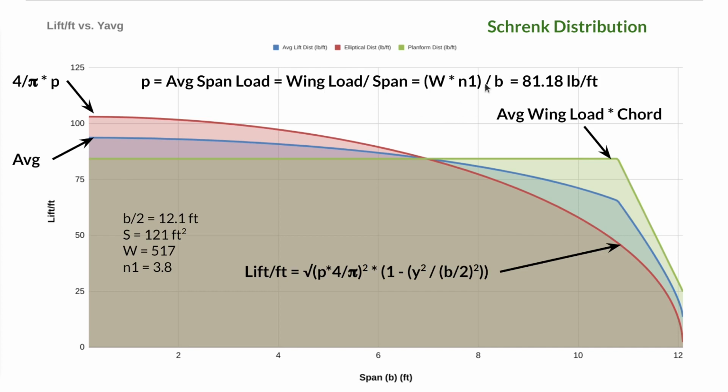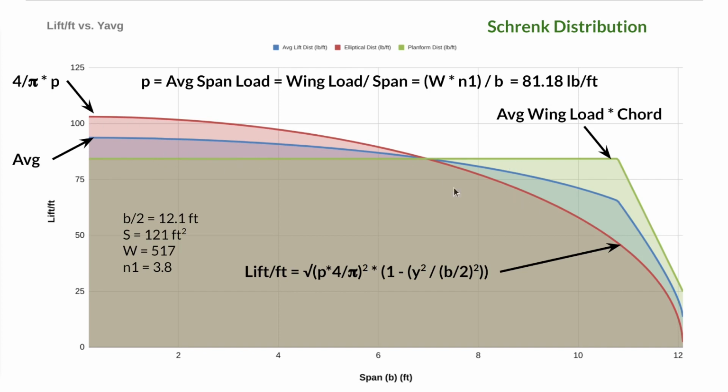B is the span of our wing. So the semi-span is 12.1 feet, so the total span is 24.2 feet. And that gives us a span loading of 81 pounds per foot. And again, that foot is along the span.